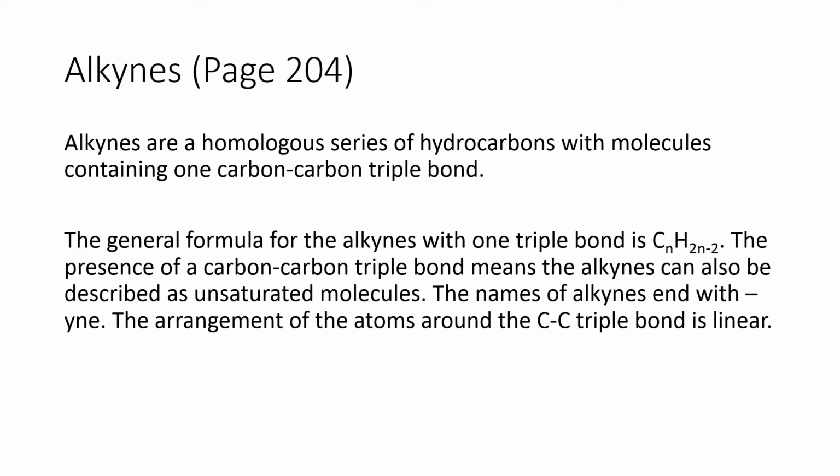When we are talking about alkyne, they are a homologous series of hydrocarbon with molecules containing one carbon-carbon triple bond. This is the general formula of alkynes with one triple bond, which is CnH2n-2. The presence of a carbon-carbon triple bond means the alkynes can also be described as unsaturated molecules. The names of alkynes end with -yne, and the arrangement of the atoms around the carbon-carbon triple bond is linear.